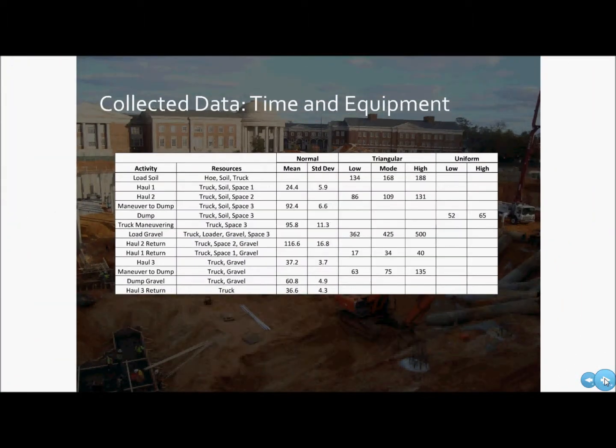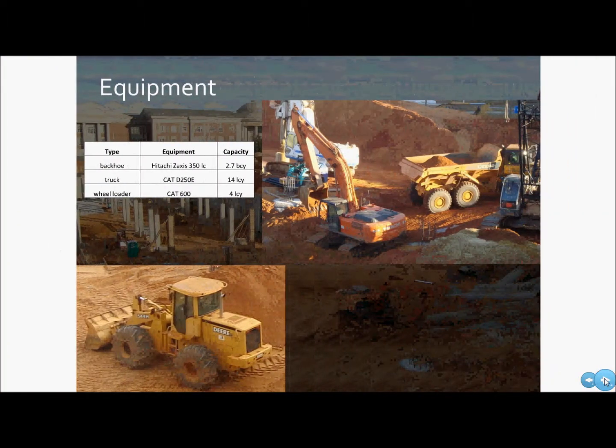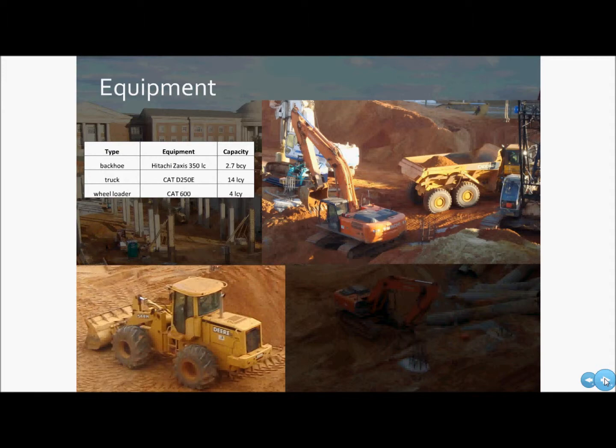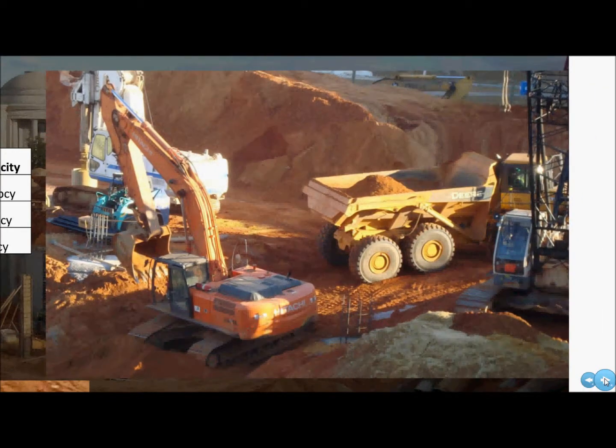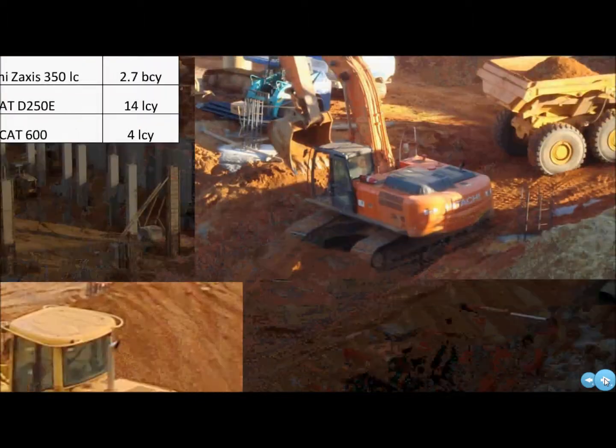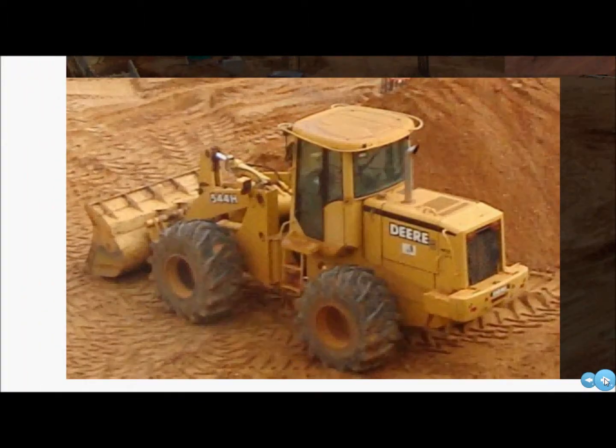This is the time data we collected for the activities on site, which were used in the EasyStrobe model. There are three types of equipment that were used in our model. The backhoe is a Hitachi Z-Axis 350 LC. It has a capacity of 2.7 bank cubic yards. The truck is a Cat D 250E with an average haul capacity of 14 loose cubic yards. Lastly, the wheel loader is a Cat 600 with a capacity of 4 loose cubic yards.